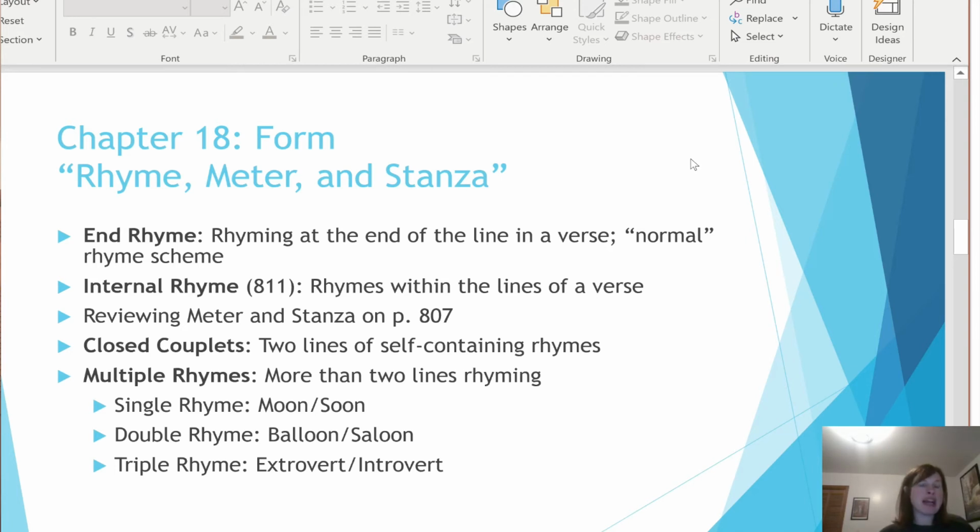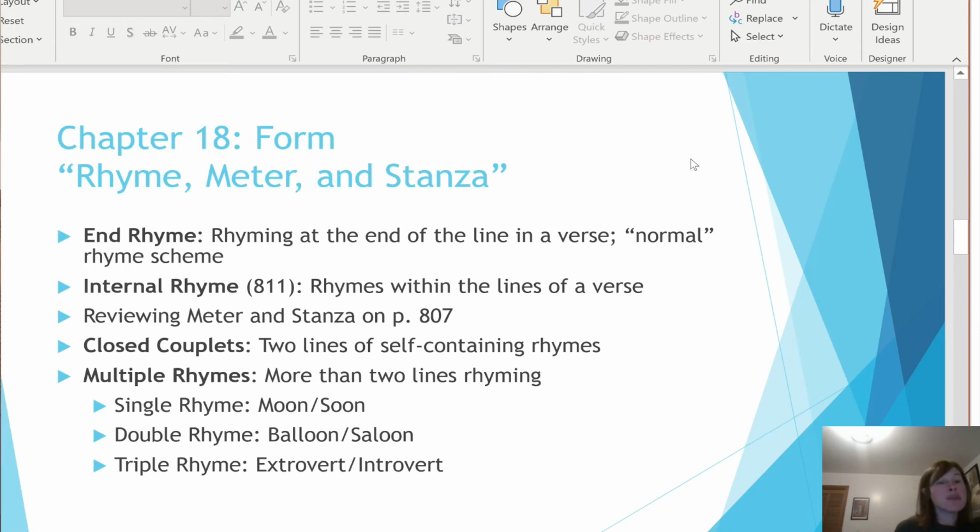Internal rhyme, though, on page 811, is where the rhymes happen within the line of poetry rather than at the end of it. And that's a little less common of a stylistic choice, but it's still one you can use in writing your own poetry. Meter and stanza are viewed on page 807. There's the term closed couplets that's talked about, which is where 2 lines have self-containing rhymes. And then we have multiple rhymes, which is where more than 2 lines rhyme.